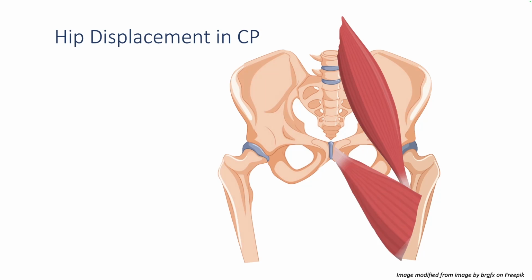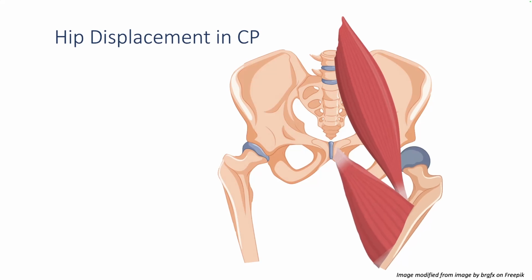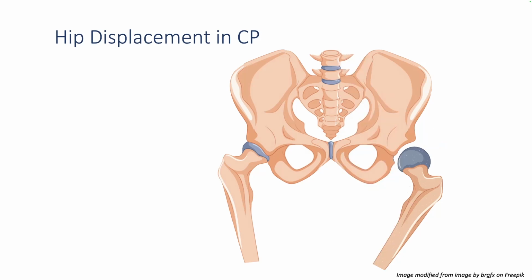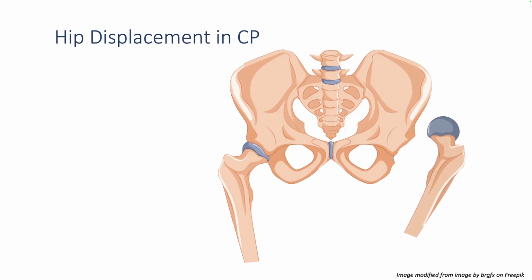This video is intended to assist healthcare professionals. Hip displacement in CP is a consequence of altered weight bearing and a muscle imbalance around the hips. The hip flexors and adductors overpower the abductors and extensors. This imbalance causes the femoral head to be aimed away from the socket, and over time alters the growth of the femur and acetabulum. Gradually, all of this results in the femoral head dislocating.